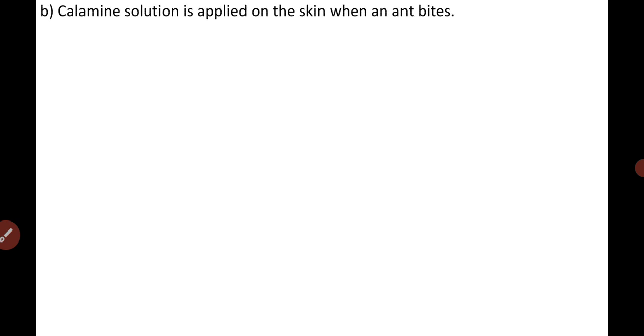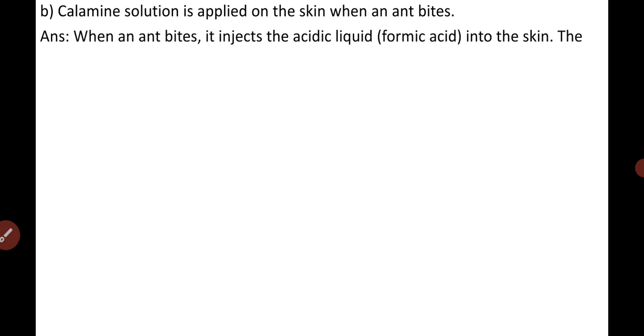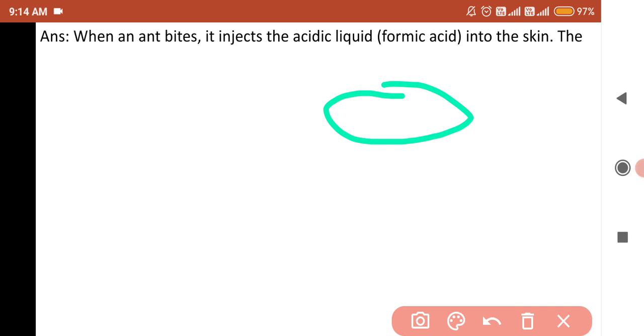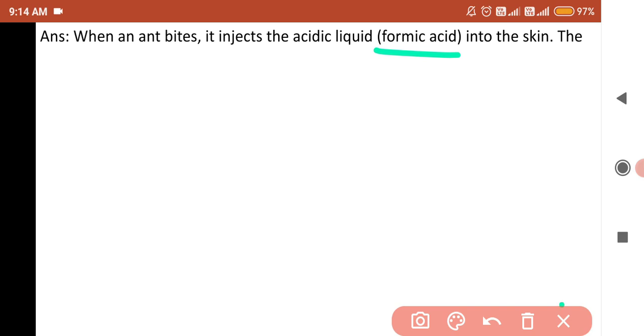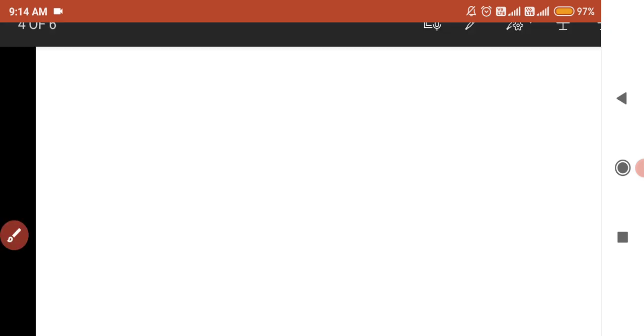Next, question number 8B, that is, calamine solution is applied on the skin when an ant bites. Why? We have to explain why calamine solution is applied on the skin when an ant bites. Now you know that the sting of an ant contains an acid called formic acid. When an ant bites, it injects the acidic liquid, formic acid, into the skin.